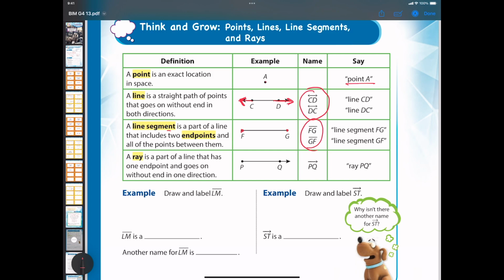Line segment GF. Okay. Now a ray is a part of a line that has one endpoint and goes on without end in one direction. Remember the sun.